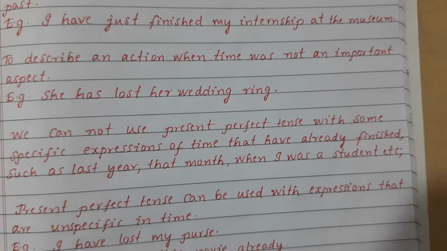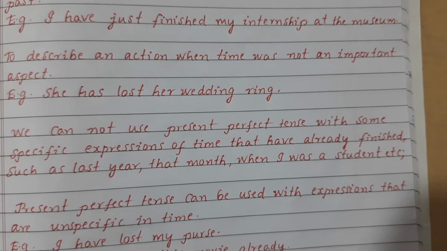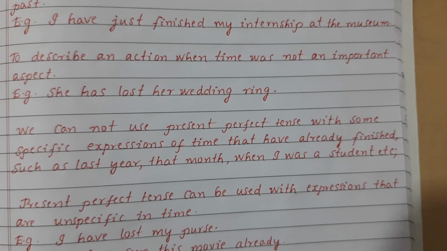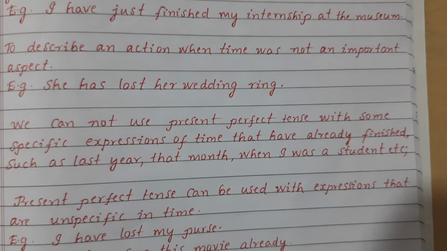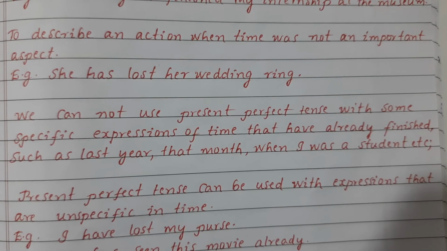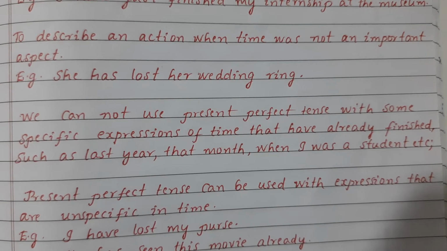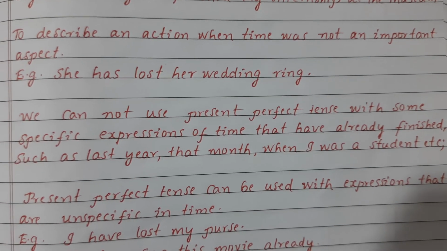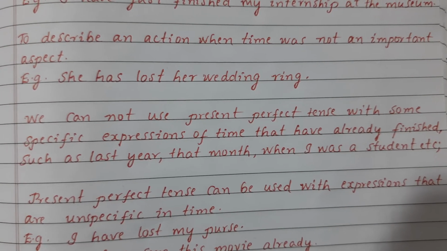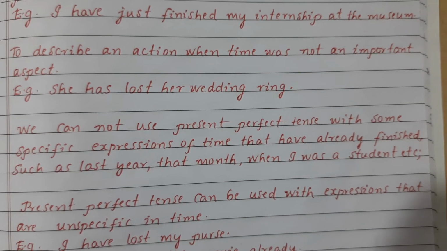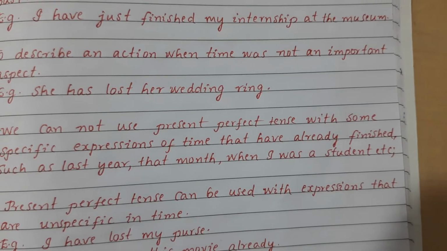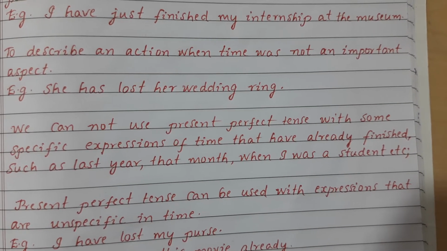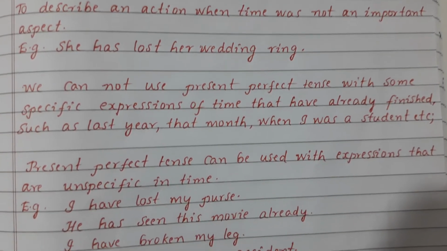We cannot use present perfect tense with some specific expressions of time that have already finished, such as last year, that month, when I was a student, etc. With these expressions, we should never use present perfect tense because time is indicated clearly, last year. That means you have to use past simple tense, subject plus V2. And that month, and last week. With these expressions, we cannot use present perfect tense.